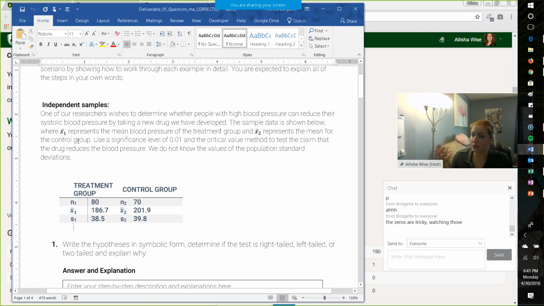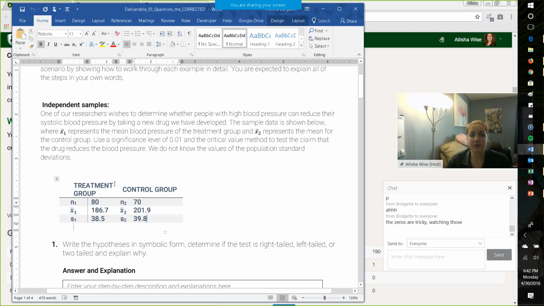So those are the people that are taking the placebo that don't know it, okay? And we're using a significance level of 0.01 and the critical value method to test the claim that the drug, which is the treatment group, reduces the blood pressure. We do not know the values of the population standard deviation, only the sample that are given. Okay? So this is the information.